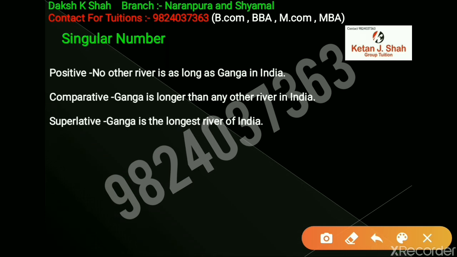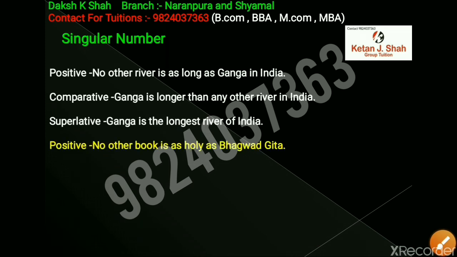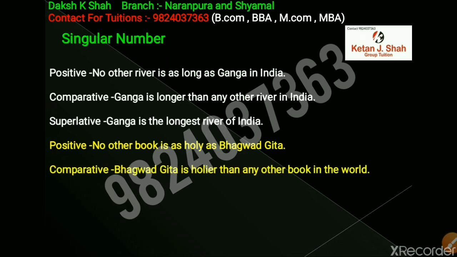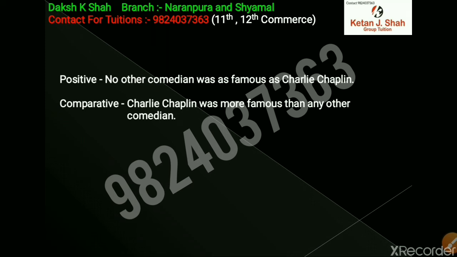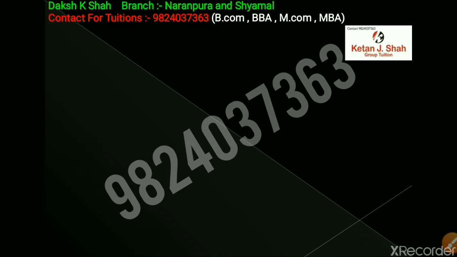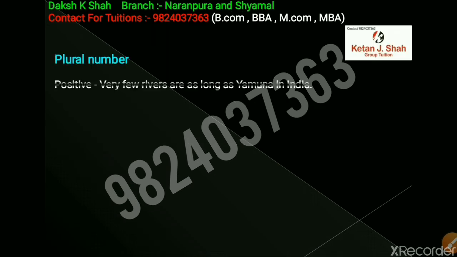Now let's move into the second sentence. Positive. No other book is as holy as Bhagavad Gita. Bhagavad Gita is holier than any other book in the world. And Bhagavad Gita is the holiest book in the world. One more example. No other comedian was as famous as Charlie Chaplin. Charlie Chaplin was more famous than any other comedian. Charlie Chaplin was the most famous comedian. Now the plural number examples.